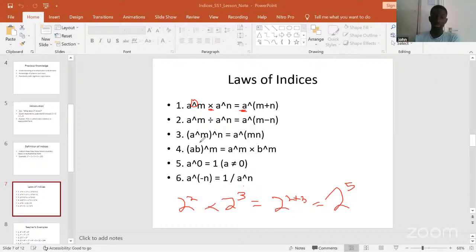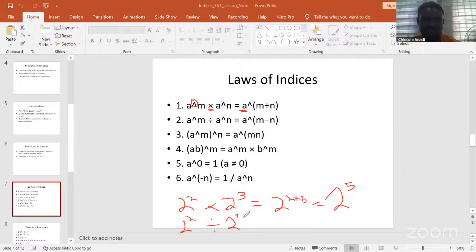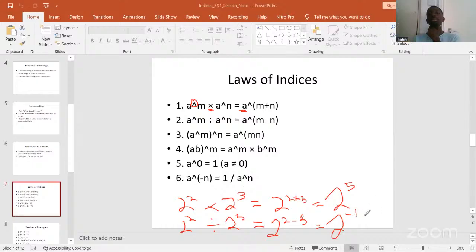If I'm giving an example, let's say 2 raised to the power 2 divided by 2 raised to the power 3. In essence, this can be written as 2 raised to the power 2 minus 3, which will give us 2 raised to the power minus 1. Very good. Are you seeing this now? Yes, sir. Okay, beautiful. So that's the second rule.